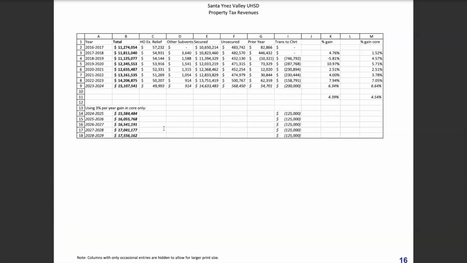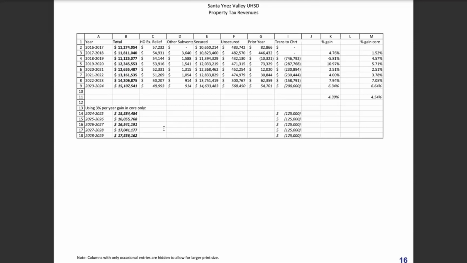So here's the property taxes for the last number of years, all the way back to 2016, 17. You can see the total column on the left there, and the projection using the 3% gain down below, row 14 to 18. And it shows us going from property taxes at around 15 million this year to all the way up to $17.5 million by close to the end of the decade. And so that is something that, while undoubtedly this projection is not going to be absolutely correct, because it's not going to be 3% a year, hopefully it'll be more than that.